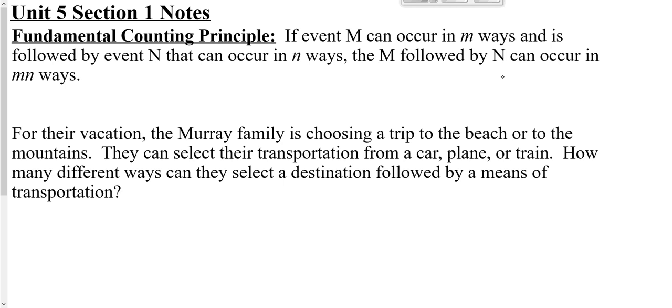We're going to go ahead and take a look at Chapter 5, Section 1. We're going to start out with the fundamental counting principle. Basically, it says if you have a couple of things that happen or can happen, and the first one can occur in, say, m ways, and the second one can occur in n ways, to figure out the total number of ways that they can occur, all you do is just multiply the number of ways of the one times the number of ways of the other.